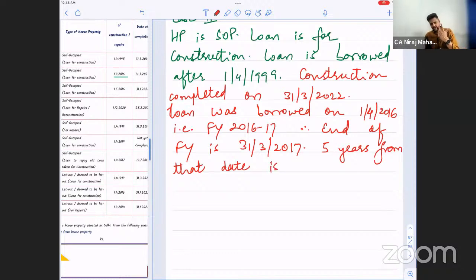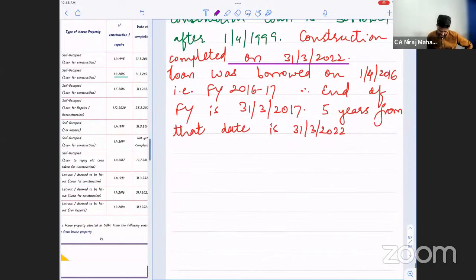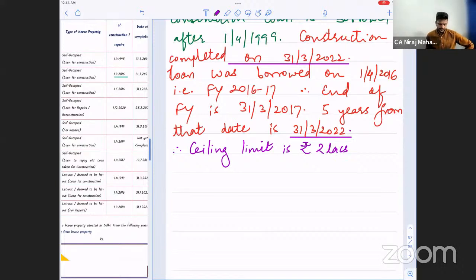So 18, 19, 20, 21, 22. 31st March 22. Oh my God. Is it exactly on 31st March 22? Is it on the last date? Yes. Therefore, ceiling limit is how much, bachcho? Rupees 2 lakhs. Yes, Celia?